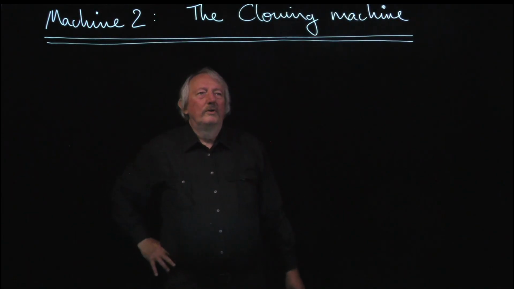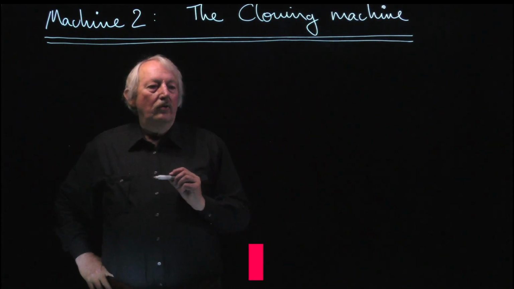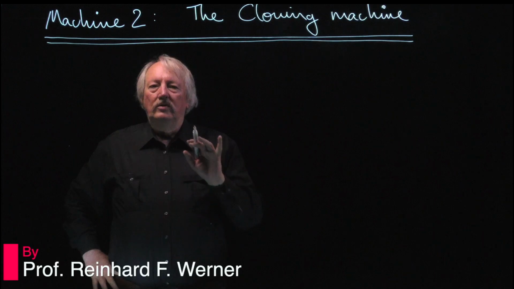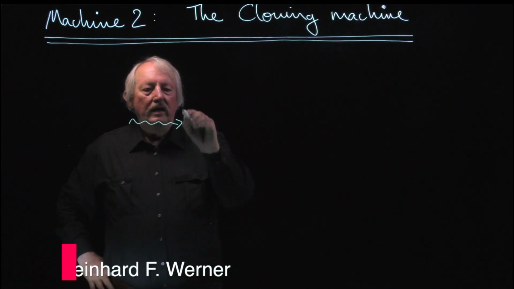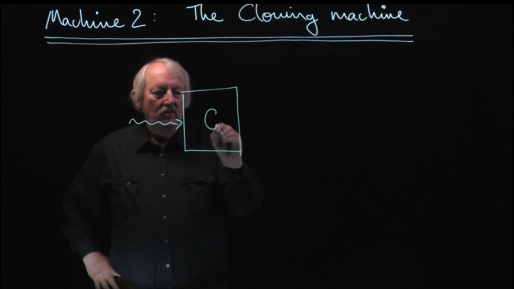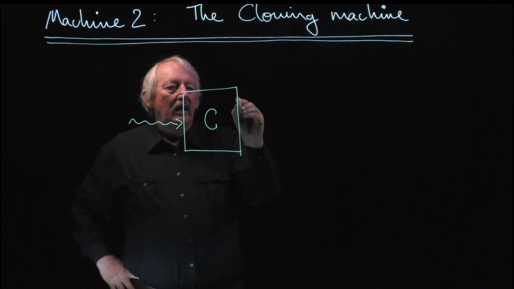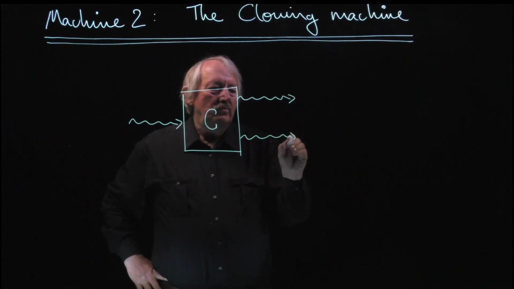Okay, so here's my second impossible machine. It's called the cloning machine. So let me first explain what it's supposed to do. Right? So we have a quantum particle, right? And the cloning machine, maybe put a C in it for cloning, has two outputs. Right? So it produces two systems of the same kind.